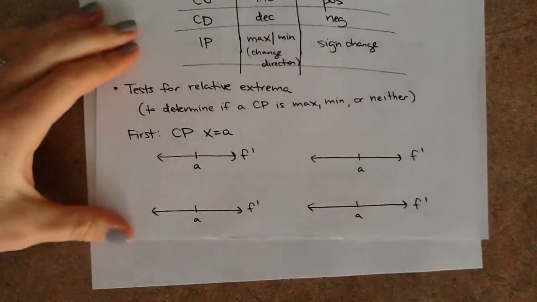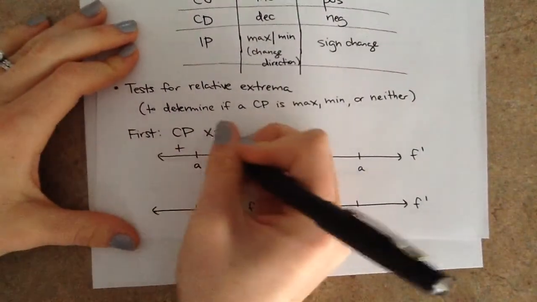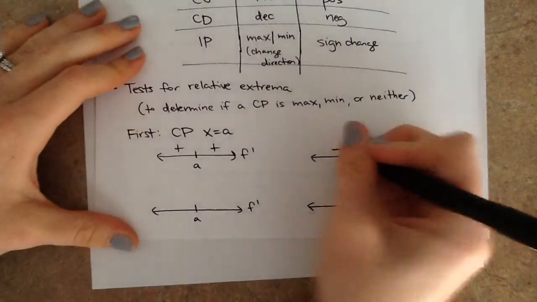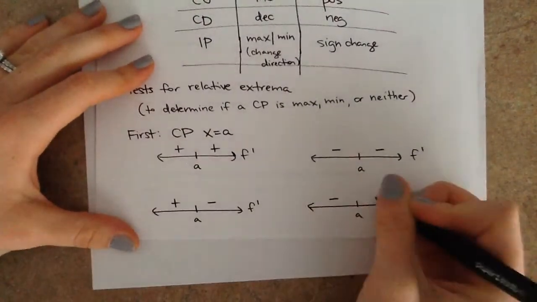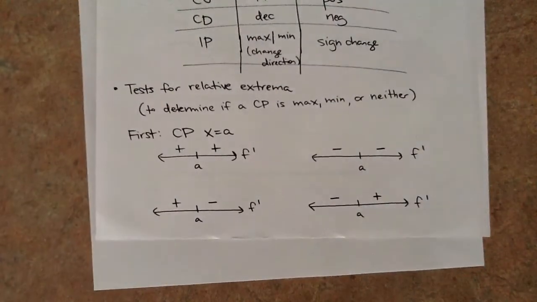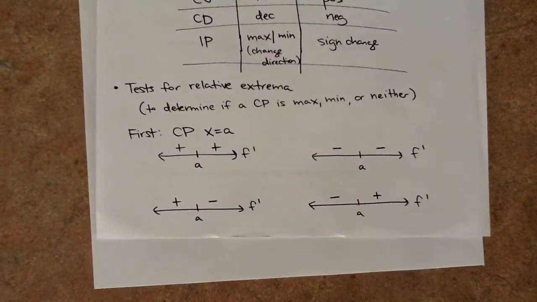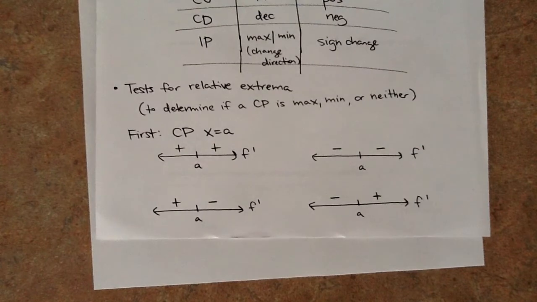Okay, what's one? Positive, positive. Negative, negative. Positive, negative. Negative, positive. Okay, so those are all 4 things that could happen at x equals A.